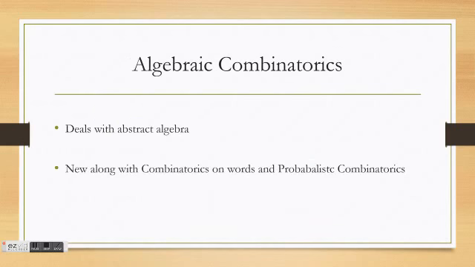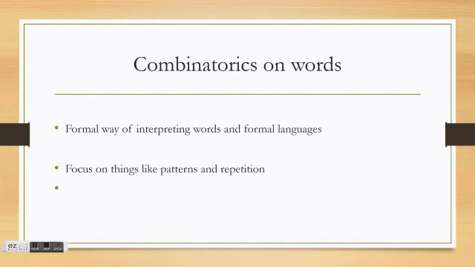We have also algebraic combinatorics. This one just deals with abstract algebra. It's a new one, along with probabilistic combinatorics, like I mentioned earlier, and combinatorics on words. And that's another one, combinatorics on words. It's a formal way of interpreting words and formal languages. It focuses on things like patterns and repetition with words. We could use numbers to represent the words.